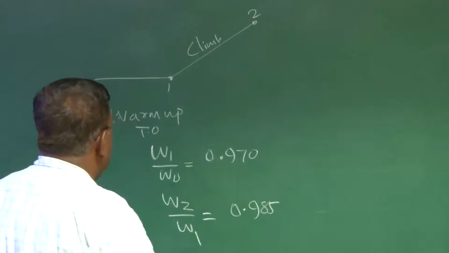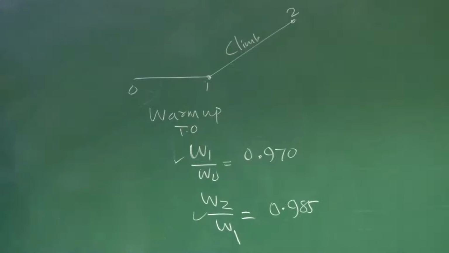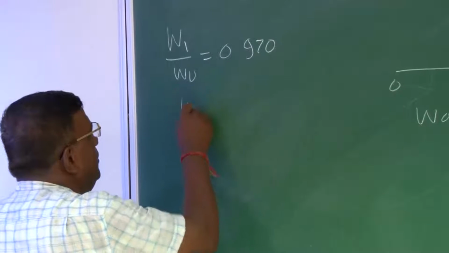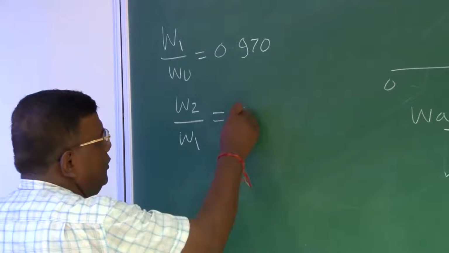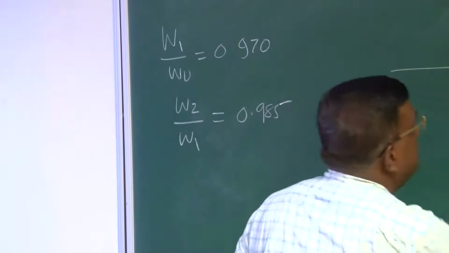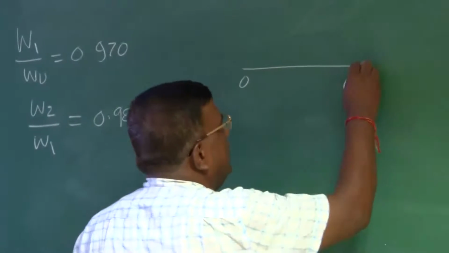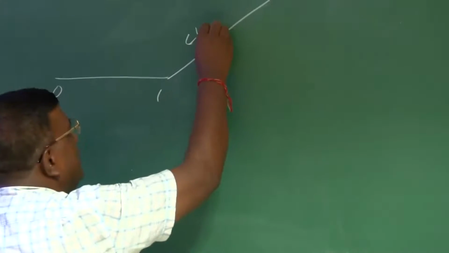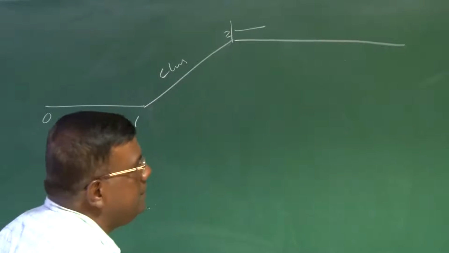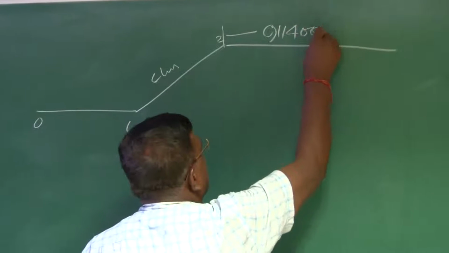So I know W1 by W0 is this, W2 by W1 is this. So let me write it here. W1 by W0 is 0.970. W2 by W1 is 0.985. Okay, and let me erase this. So I have handled 0 to 1, warm up and takeoff, then climb. This is 2. Now I'm going for the first range, which is around 91,400 feet.